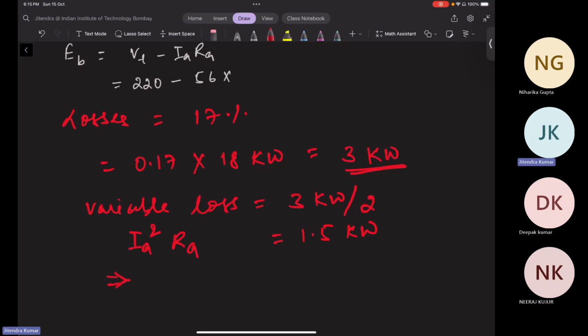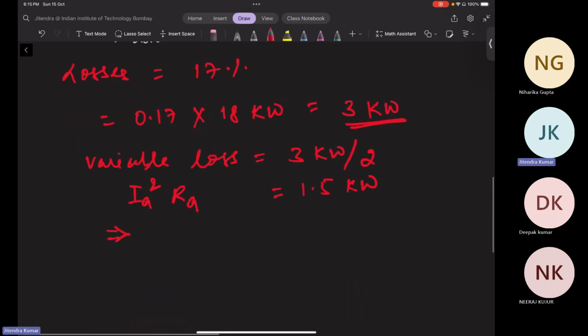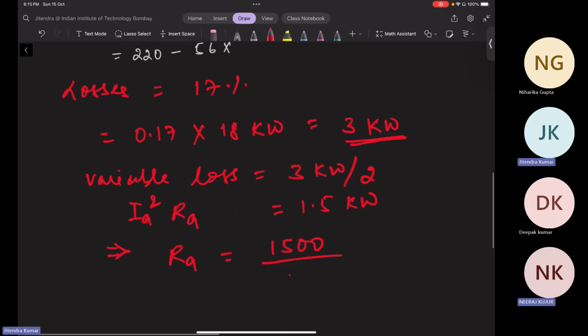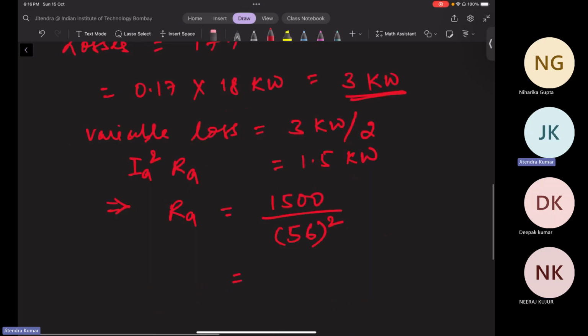And IA we have calculated 56 amps. So RA we can calculate from this expression: 1500 divided by IA, which is 56 square. It will be equal to 0.47 ohm, or 0.478, so 0.48.